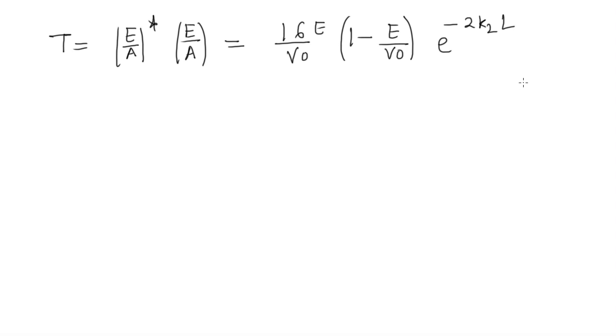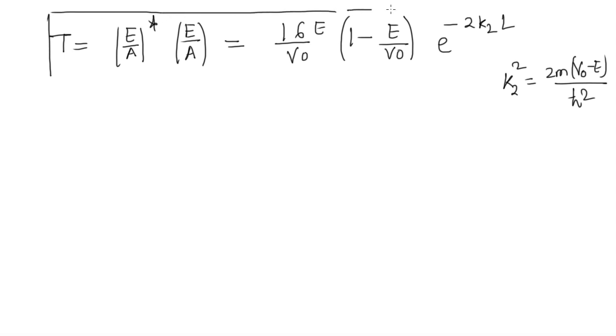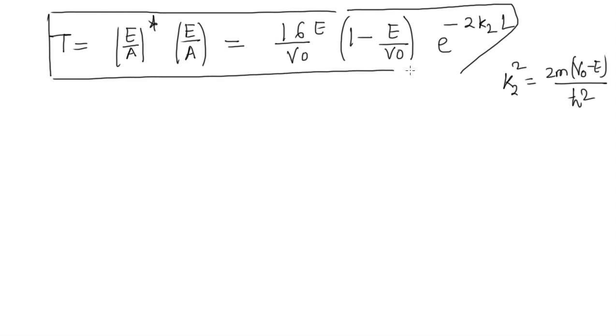Now, this is interesting. What is K2? K2 square is 2m (V0 minus E) upon h cross square. This is my result for the transmission coefficient and it is finite. When T is finite, R will be finite. So one thing is clear: when the energy of the particle is less than the potential height, there is a finite probability of being transmitted and reflected.